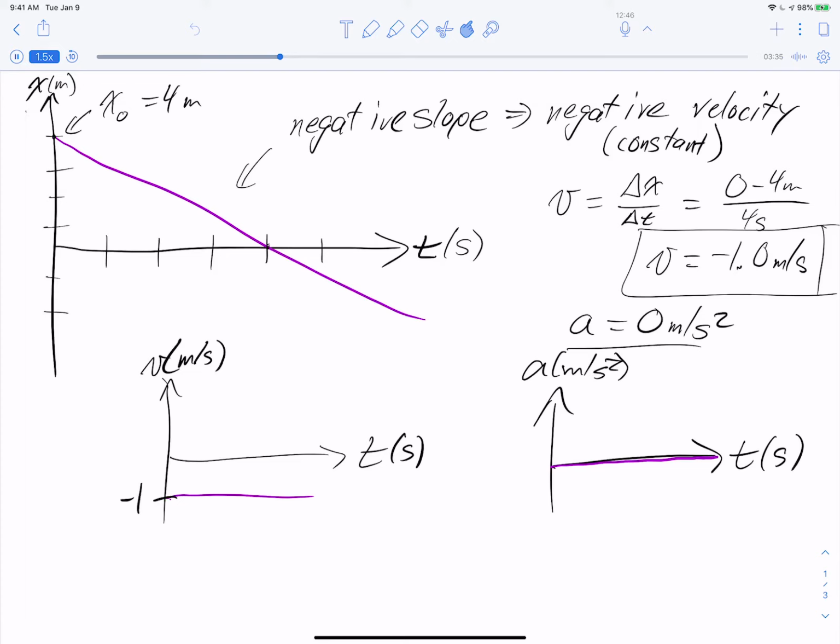Now I often hear students call this a constant acceleration, and that's true, but you need to be more specific. It's not just constant, it is equal to 0. The velocity is constant, and it's a value of negative 1 meters per second. So there's lots of numbers that are constant, not just 0. All right, so that was pretty simple motion. Let's go on to something more interesting.